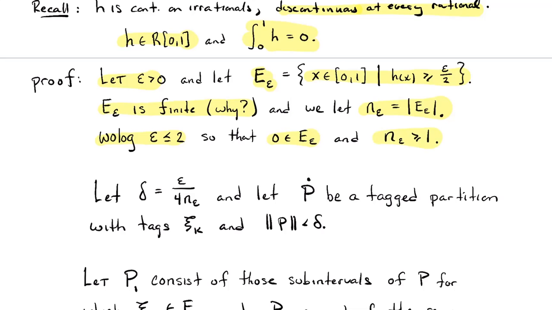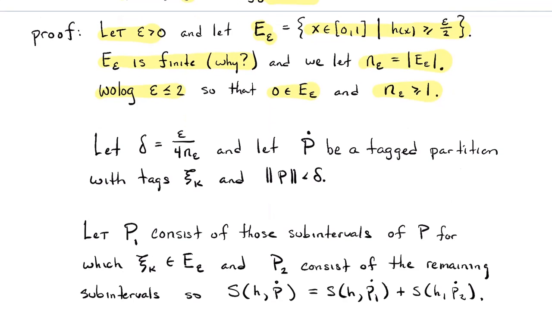Okay, so there's the first step. Second step in the argument, I'm going to define my delta. I'm not showing you the backstory on this, but I'm going to say, let's let delta be epsilon over 4 times that number, n sub epsilon. Okay, it's a positive number.